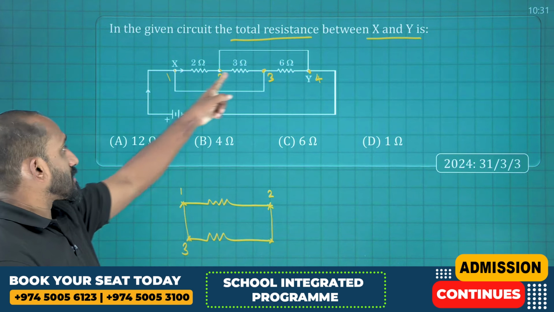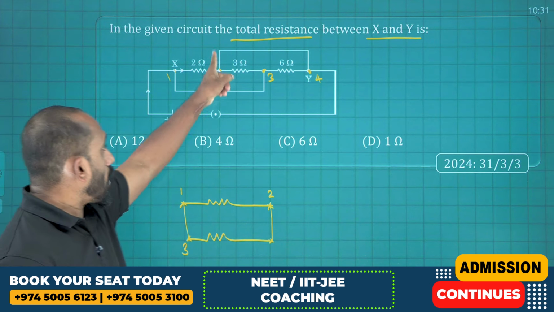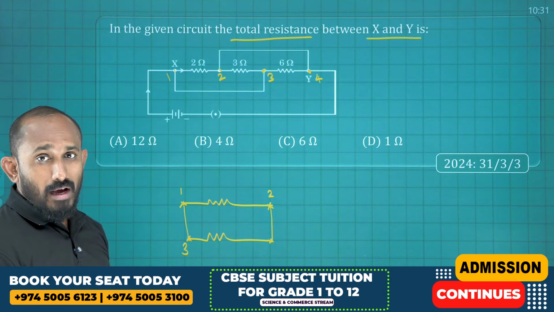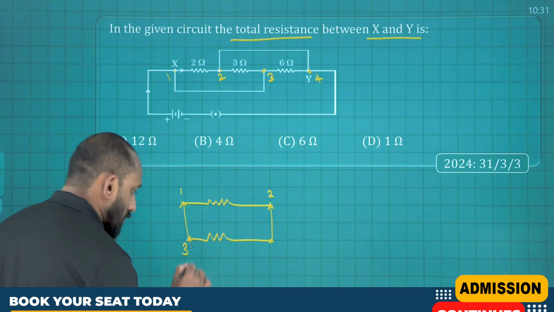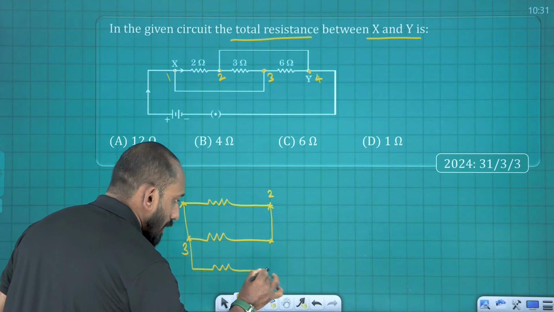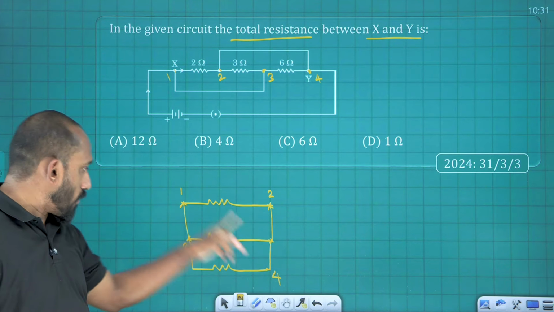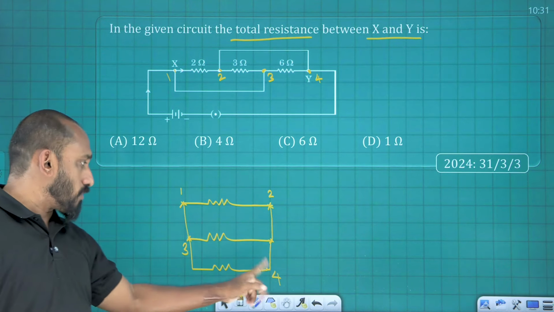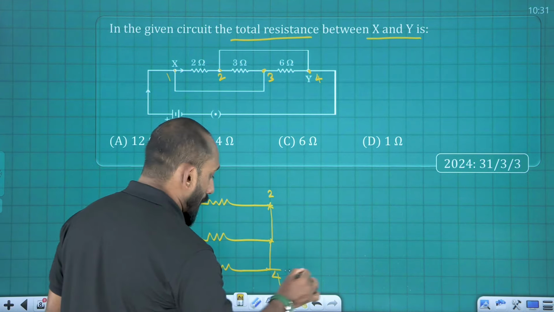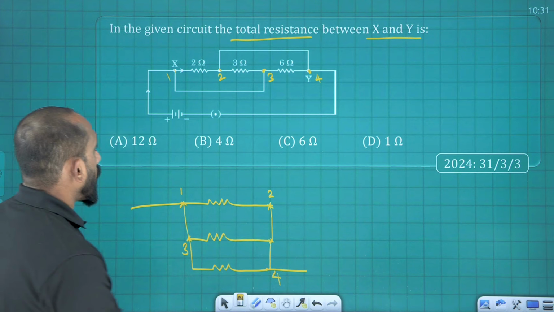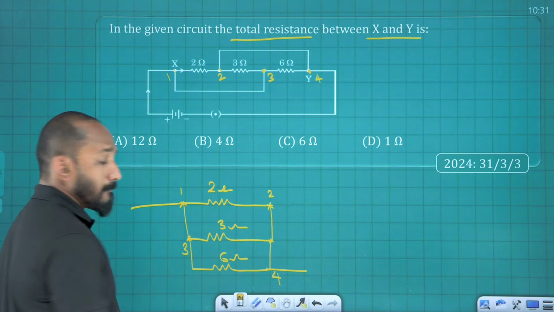Here, the first and second are in parallel. Then 2 and 4 are connected. Between 3 and 4 there is one resistance, and 4 and 2 are connected again. So 2 is connected to 4, 1 is connected to 3, and between 3 and 4 there is one resistance. See how these are arranged? All three are in parallel. So one is 2 ohm, this is 3 ohm and this is 6 ohm.